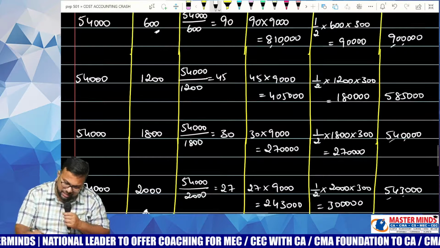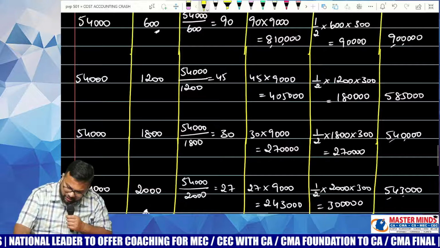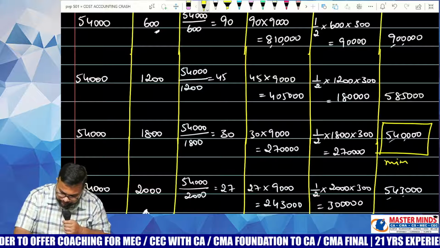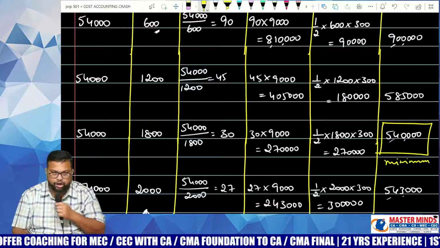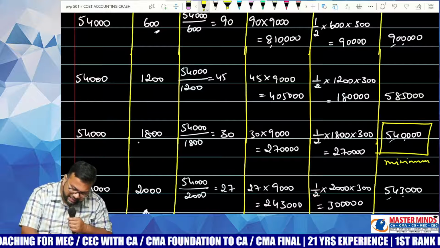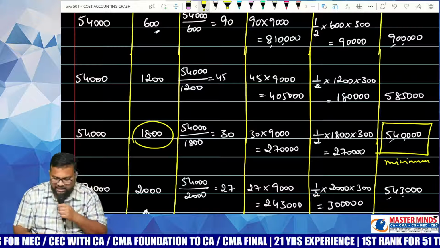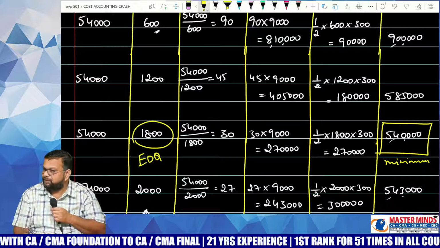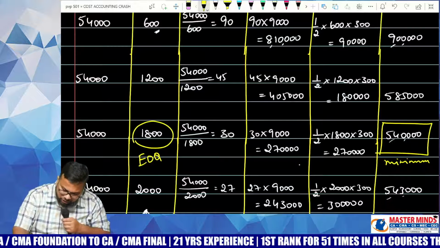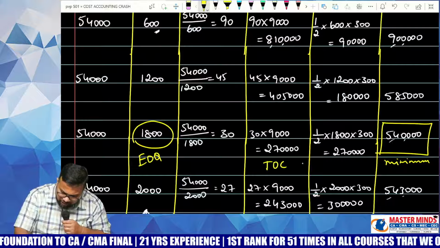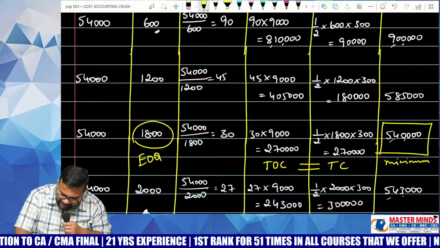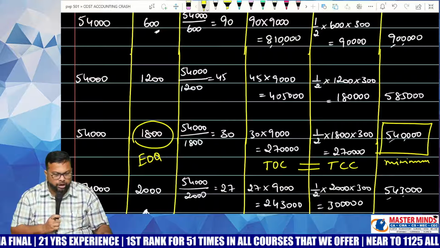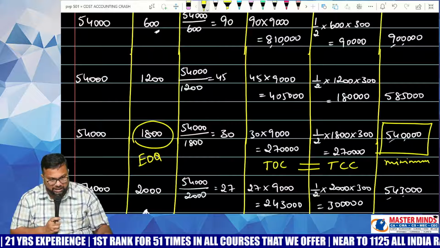And in this example, we were able to find out that 5,40,000 is the minimum additional cost. So whatever the order size we have at that minimum additional cost is called EOQ. And at EOQ, generally total ordering cost will be equal to total carrying cost. At EOQ, total ordering cost will be equal to total carrying cost.